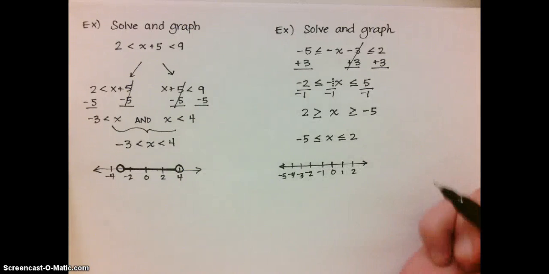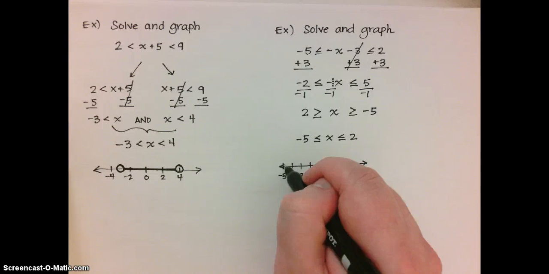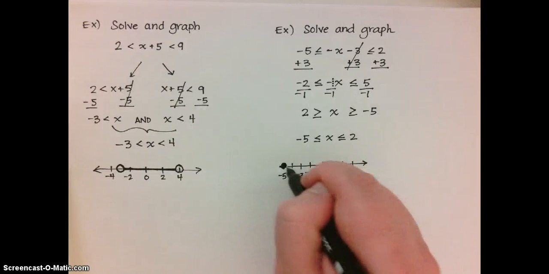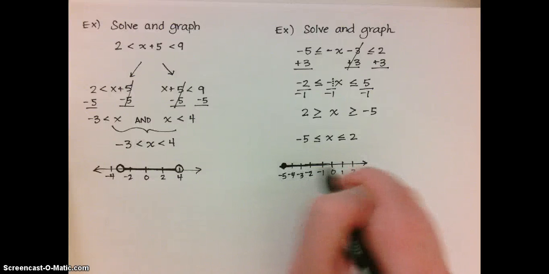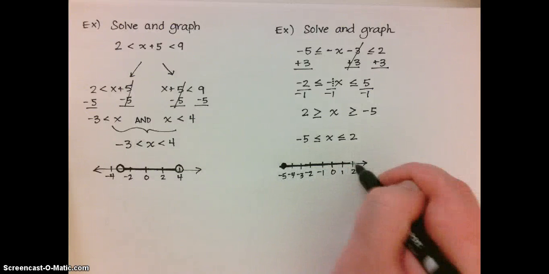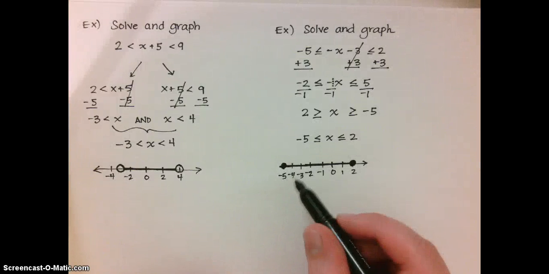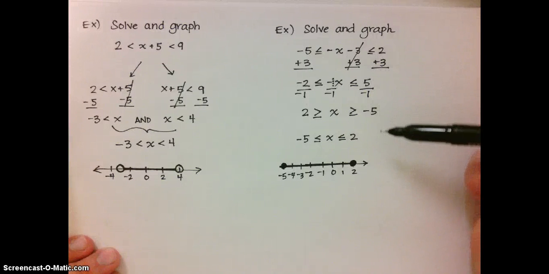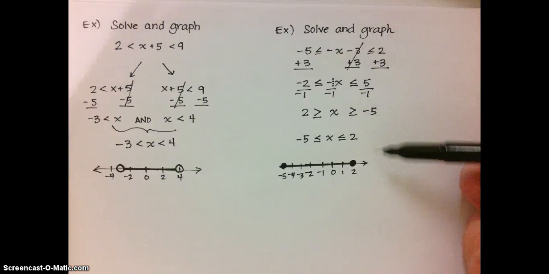I almost ran out of room there. So this time it actually can be equal to -5. And it's going to be all those numbers in between -5 and +2. So I've successfully solved this very complicated compound inequality, and I've graphed it as well. So we're going to do one more example.